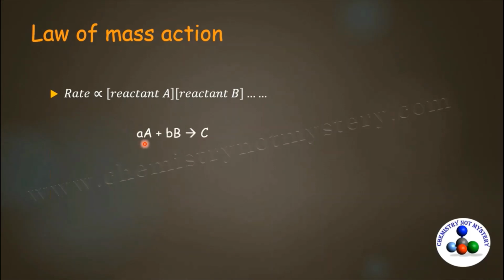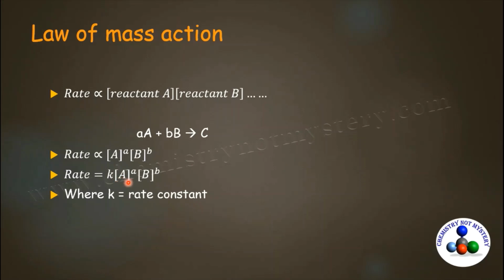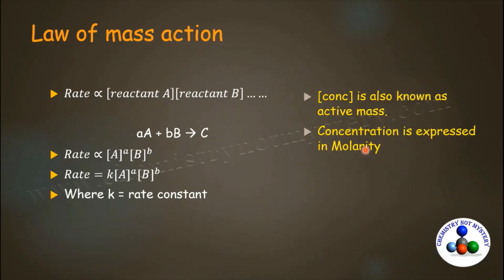Now apply the law of mass action to this equation, where small a moles of capital A react with small b moles of capital B and give C. Here the rate will be directly proportional to the concentration of A raised to the power a, concentration of B raised to the power b. Now remove this proportionality sign, so you will get a constant. Concentration is expressed in square brackets. It is also known as active mass. Concentration is expressed in molarity, or the unit is mole per liter. Here you need to remember that the concentration of a pure liquid is considered as 1 and the concentration of a pure solid is also considered as 1.